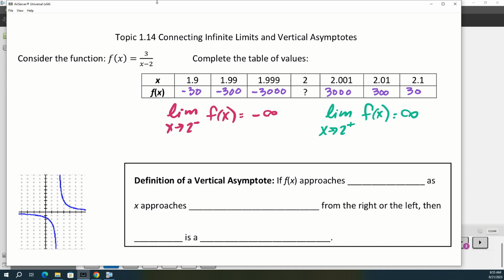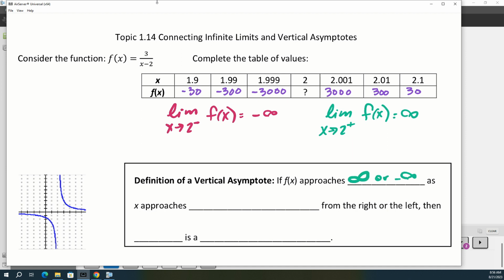So the title is to connect infinite limits and vertical asymptotes. Sometimes when you get a limit that equals infinity, it is describing a vertical asymptote. Now, there is one time when it doesn't. Sometimes the limit as x approaches infinity or negative infinity gives you that infinity or negative infinity, and that's not a vertical asymptote.